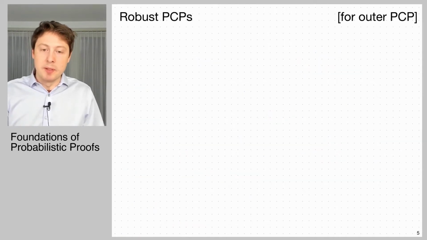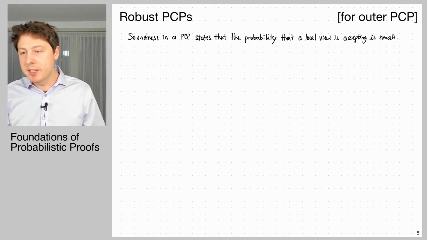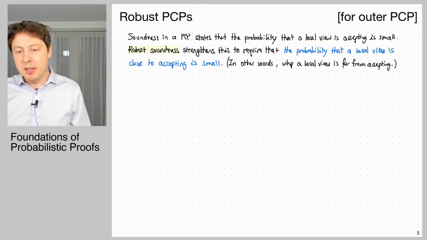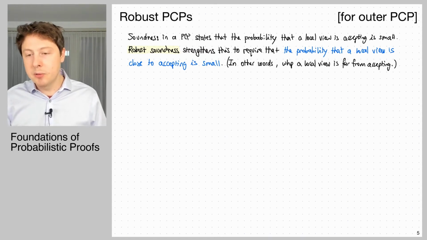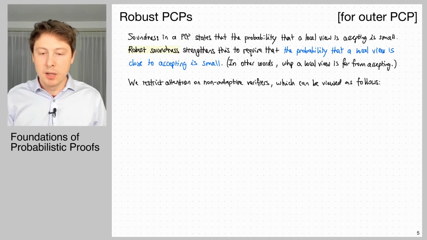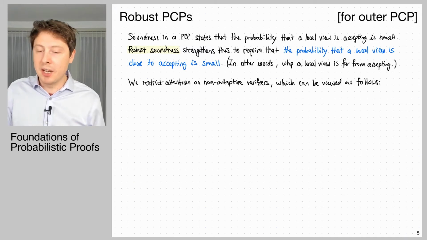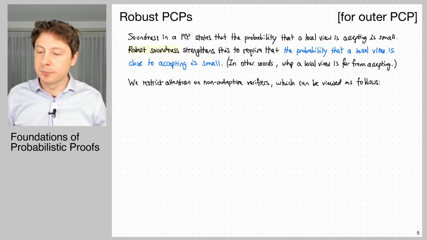So, robust PCPs. Remember that soundness in the PCP states that the probability that the local view is accepting is small. Robust soundness strengthens this to require that the probability that the local view is close to accepting is small. In other words, with high probability, a local view is far from accepting. To say this formally, we're going to have to restrict our attention specifically to non-adaptive verifiers, namely the ones that just ask all their queries at once without waiting for the answers of prior queries.